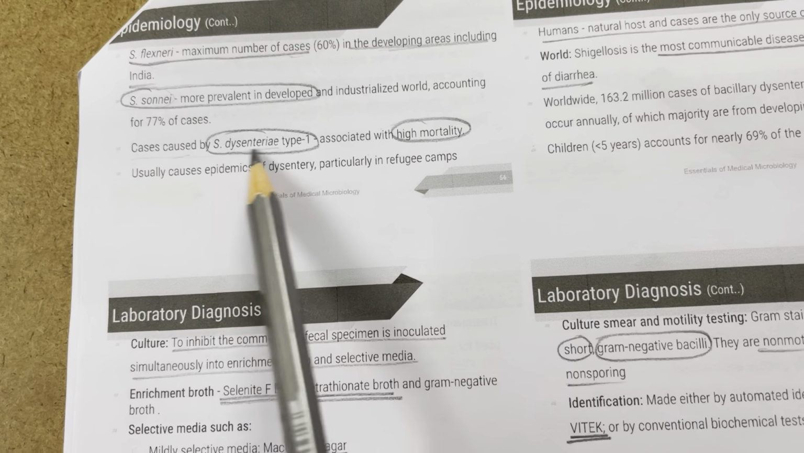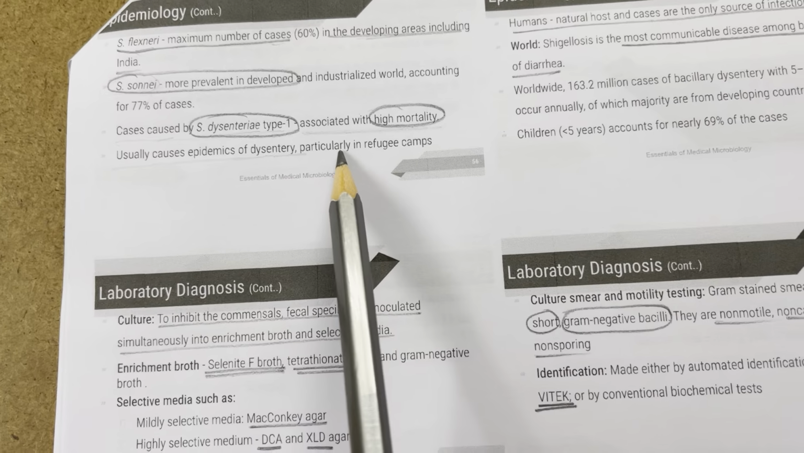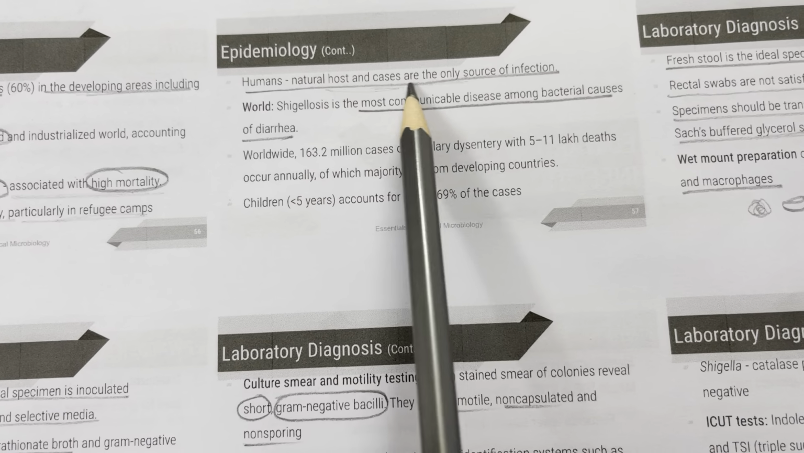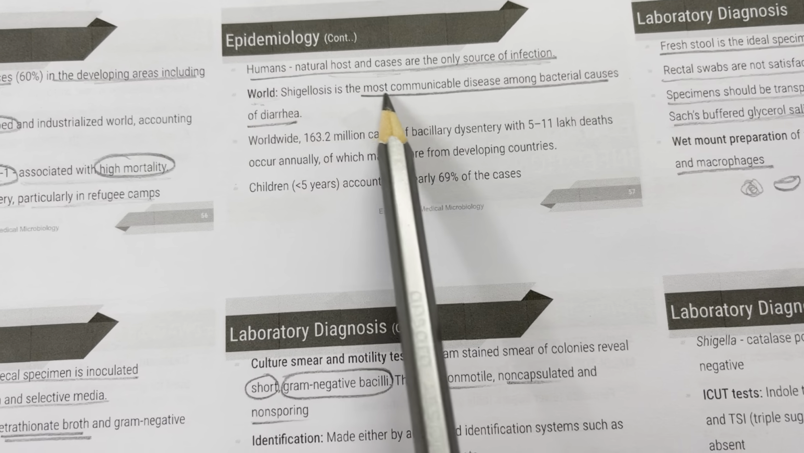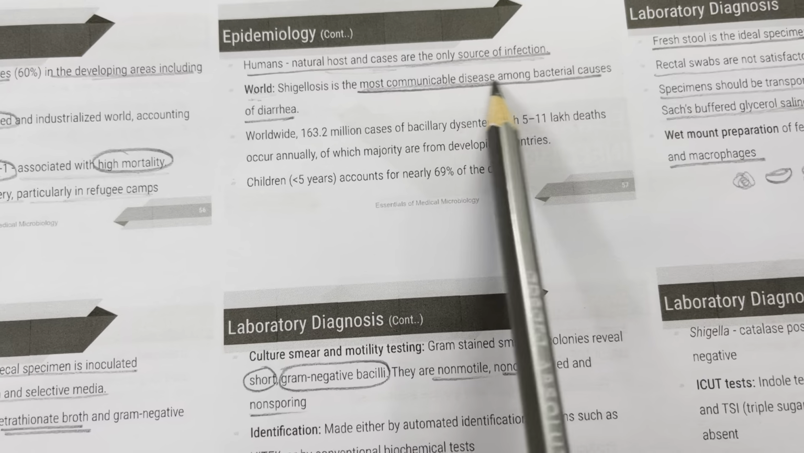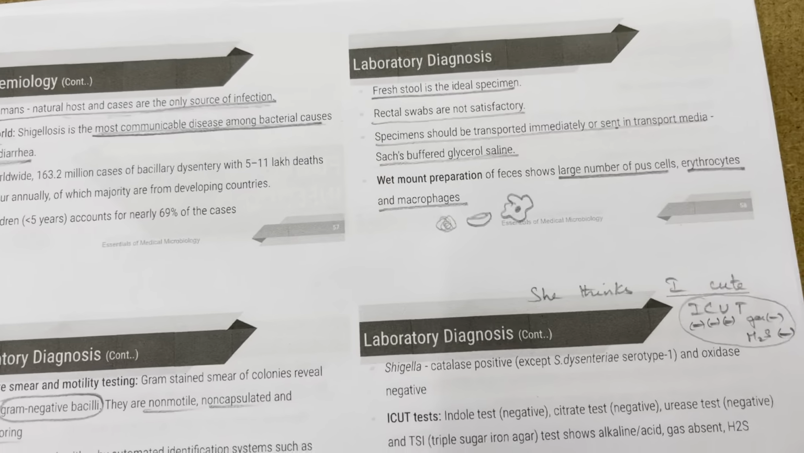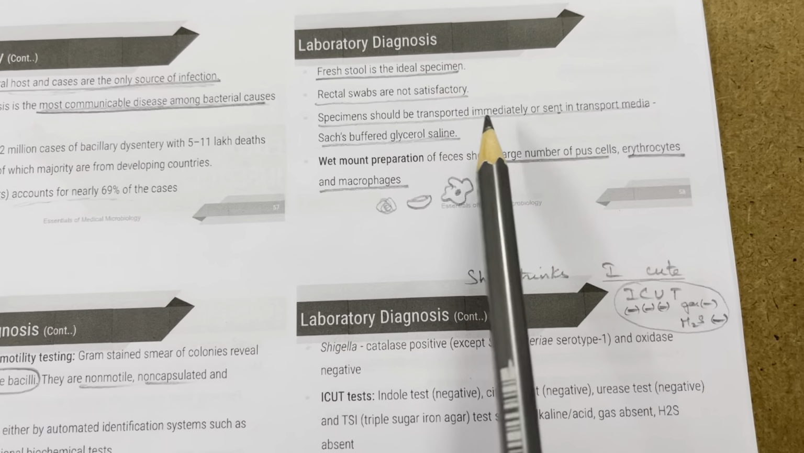Cases caused by S. dysenteriae type 1 are associated with high mortality. It usually causes epidemics of dysentery, particularly in refugee camps. Humans are the natural host and cases are the only source of infection. In the world, shigellosis is the most important communicable disease among bacterial causes of diarrhea. Children less than 5 years of age account for nearly 69% of cases.